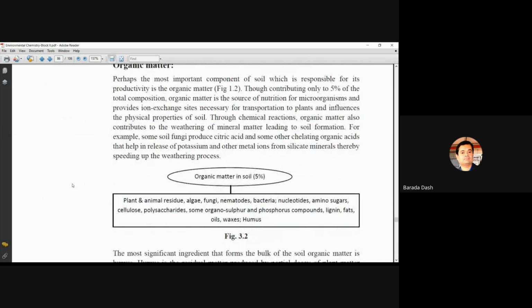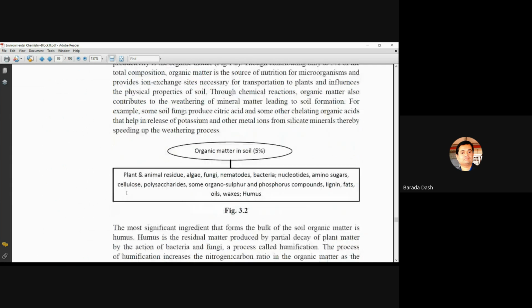Next, organic matter. Organic matter is about 5% of the constitution. So where do they come from? They come from plant and animal residue, algae, fungi, nematodes, bacteria, nucleotides, amino sugars, cellulose, polysaccharides, and some organosulfur and organophosphorus compounds, lignin, fats, oils, waxes, and humus.